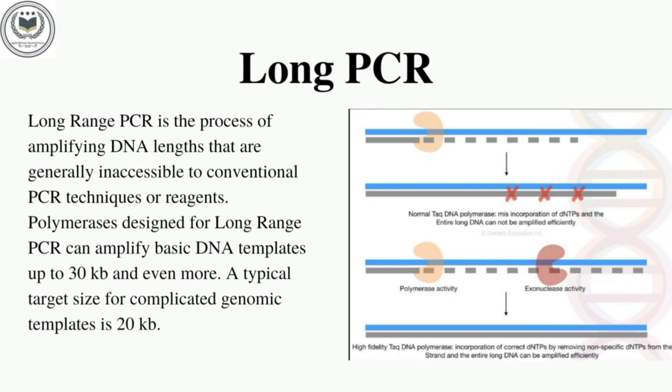Long-range PCR is the process of amplifying DNA lengths that are generally inaccessible to conventional PCR techniques or reagents. Polymerase designed for long-range PCR can amplify basic DNA templates up to 30 kb and even more. A typical target size for a complicated genomic template is 20 kb.